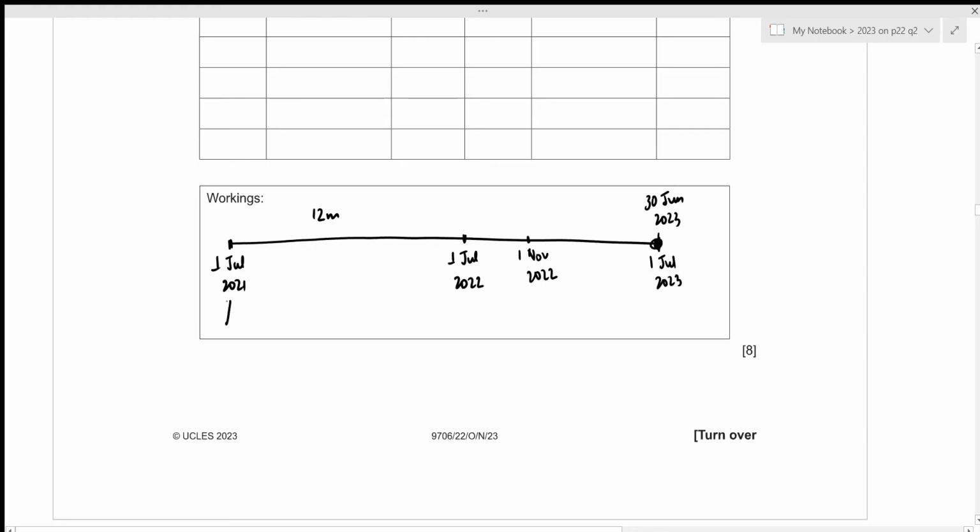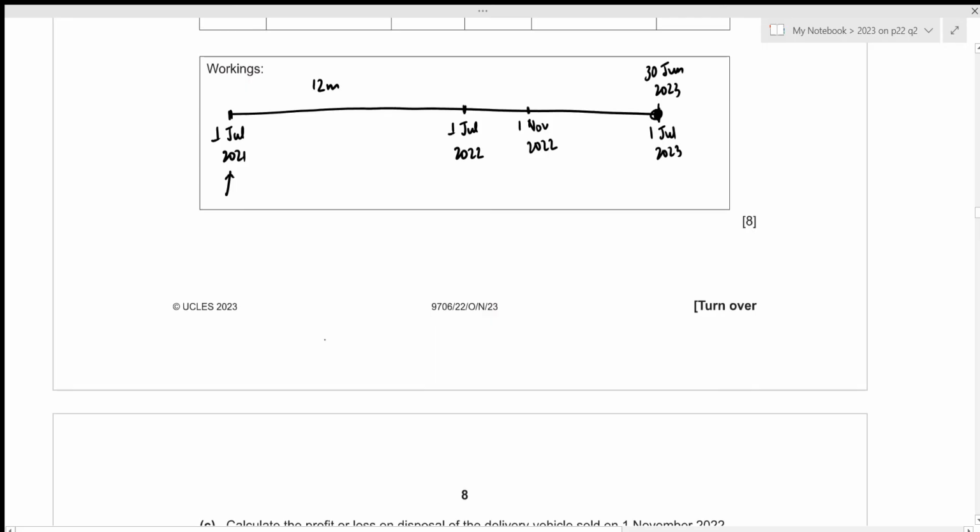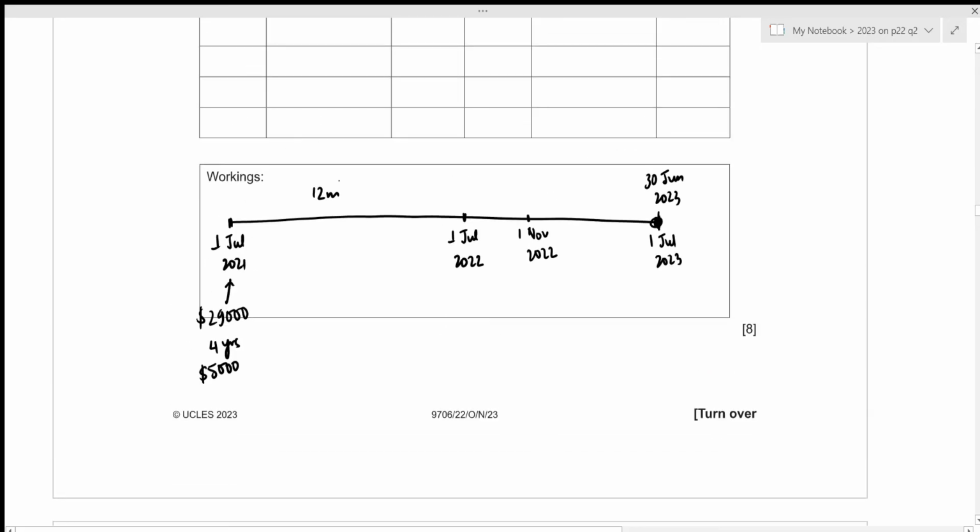For the vehicle purchased on 1st July 2021, our cost was $29,000, useful working life of 4 years, and residual value of $5,000. So this is of $29,000, residual value $5,000, useful working life of 4 years. Let's figure out its depreciation. So for the first year, it was utilized for the entire 12 months, right? So the depreciation amount is just going to be our cost minus residual value divided by the number of useful years. So that's 4. This will give the depreciation charge for the year to be $6,000. So for this entire 12 months, our depreciation charge was $6,000.